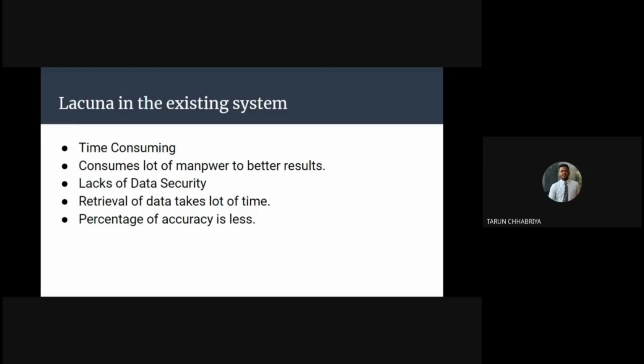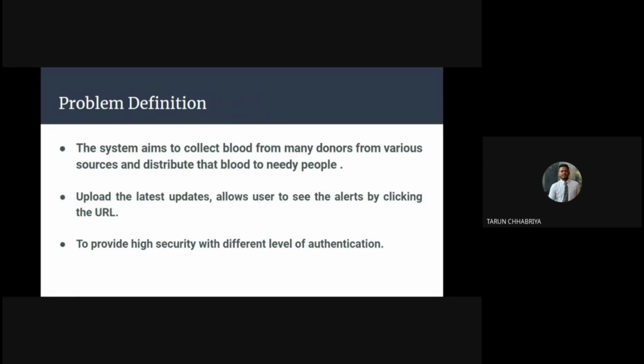Our project aims to eliminate all of that by making a web-based application out of it, so that the database is safe and secure and it requires less manpower. The problem definition of the system is to collect blood from many donors from various sources and distribute that blood to needy people. It uploads the latest updates and allows the user to see the alerts by clicking the URL. To provide high security with different levels of authentication is our main goal.